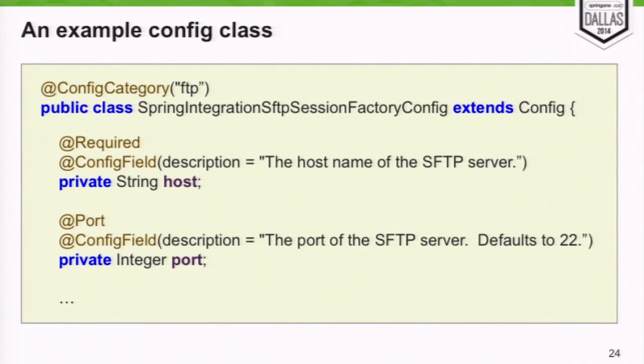So here's an example of what one would look like. This is the actual config file for our SFTP session factory config. We'll have the annotations on the top marking what category it fits in, so the UI knows where to kind of fit it when they're navigating in the UI. Required fields are things they absolutely have to implement. In general, if the things that we're creating have defaults of their own, we don't require them to put in defaults here, to kind of match their experience when they're creating things.